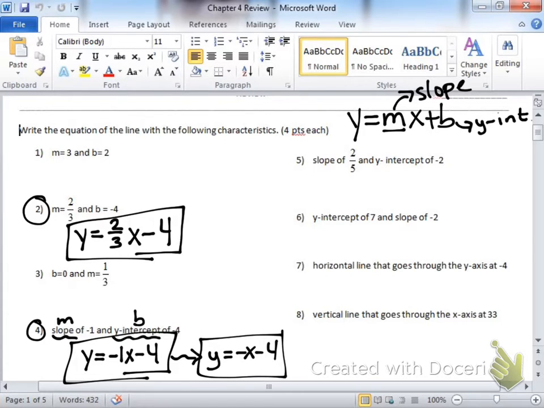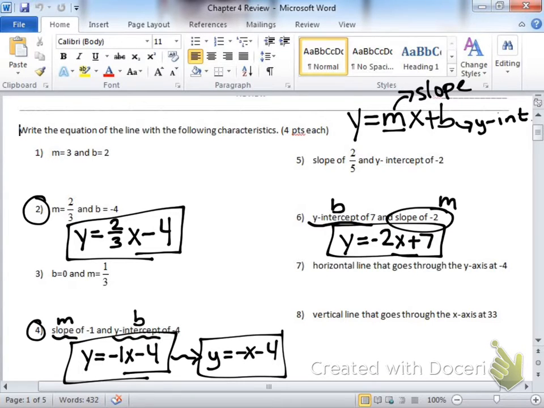Alright, number 6, the y-intercept. Remember, y-intercept is another name for the b, and then the slope is the m. So I'm giving them to you in a different order just to make sure you're actually looking at what you're writing down and reading the problem. So y equals the m, -2, then x stays x, plus b, well b is 7 in this case. Alright, you'll be in charge of number 7, and then we can do 8.